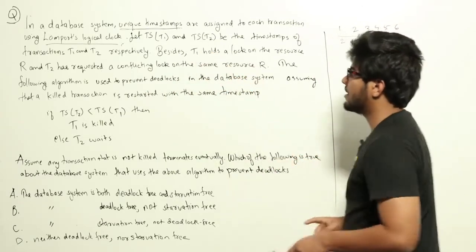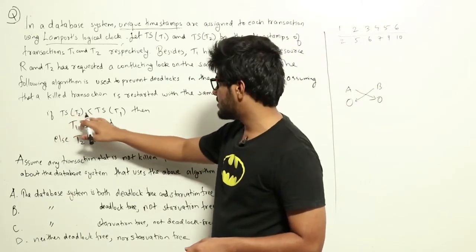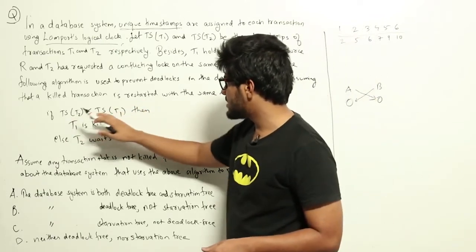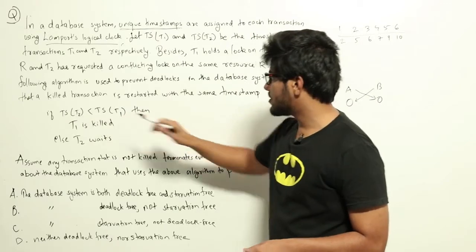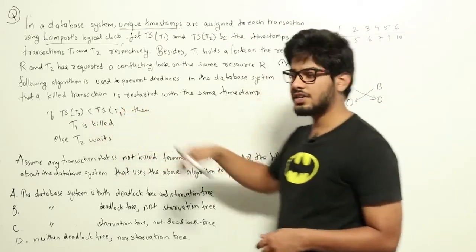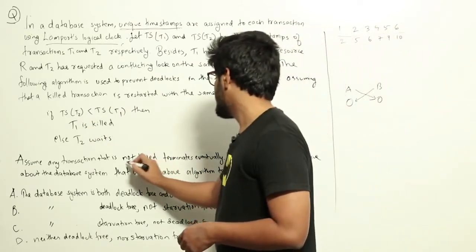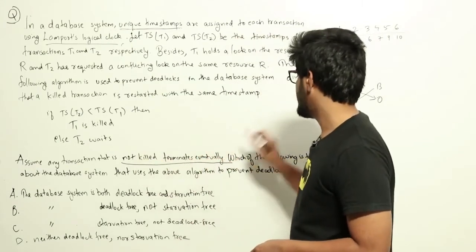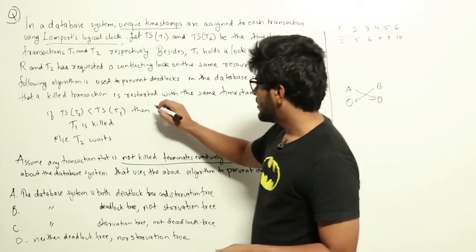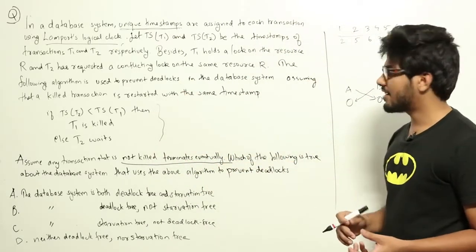Now they will check this. If the timestamp of T2, which is requesting the lock, is less than the timestamp of T1, and T1 is the transaction which has the lock, then the process T1 would be killed. Otherwise, the process T2 will have to wait till T1 finishes execution. And also they have given that any transaction that is not killed will terminate eventually.